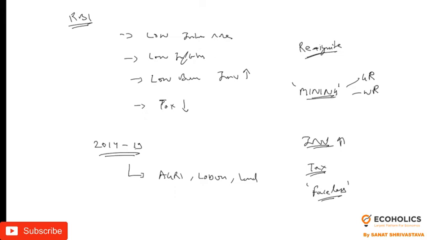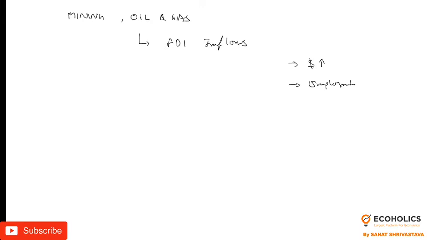Apart from this, we should open sectors like mining and the oil and gas sector, especially for FDI inflows. These inflows will be very beneficial for India because FDI inflow will give India a certain amount of dollars, so our foreign exchange reserve will go up. This will create employment in the country as well, supporting millions of jobs.